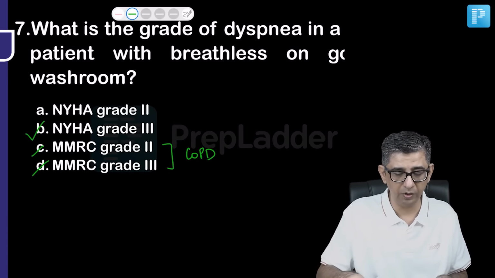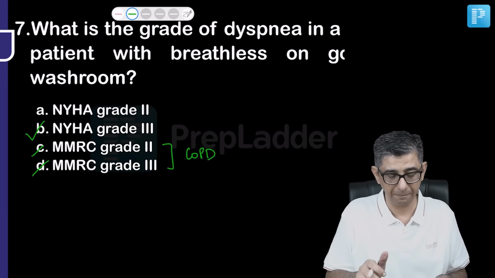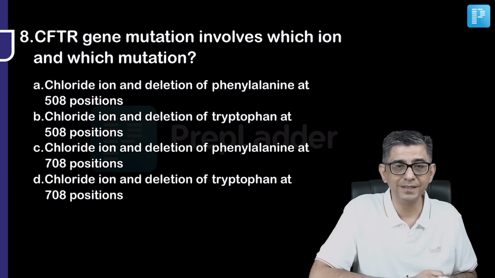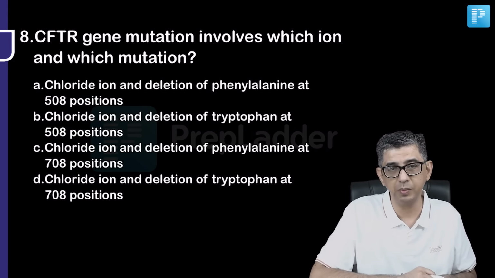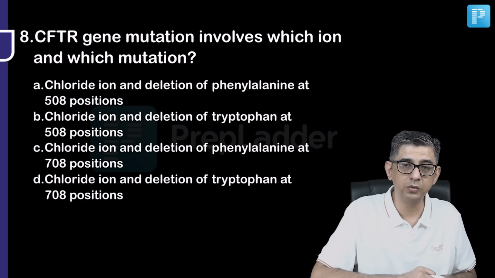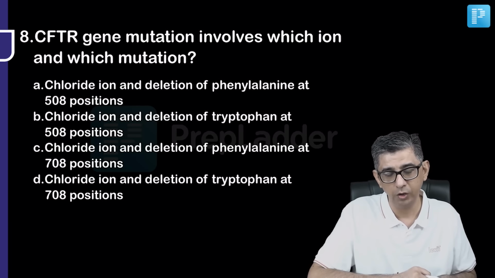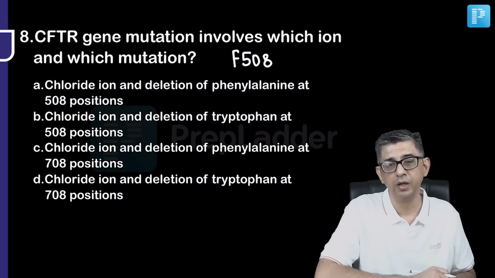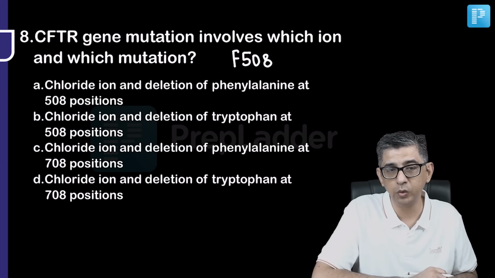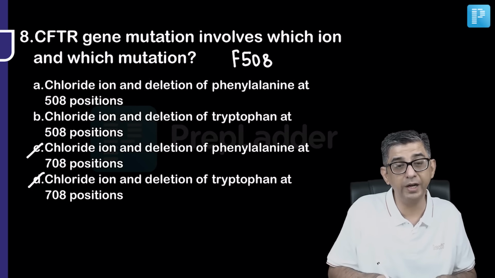So the correct answer for the 7th question that I'm going to share here before you would be option number B. Moving to the next one, he said CFTR gene mutation in cystic fibrosis. He did not write the word cystic fibrosis, but it's understandable. Cystic fibrosis transmembrane receptor gene mutation involves which ion and which mutation? So it would be chloride all the way. So all options are chloride. You also know that the commonest mutation, though there are 1600 mutations which are described, is the F508 mutation. So that way you can rule out at least option number C and D, where 708 is written.